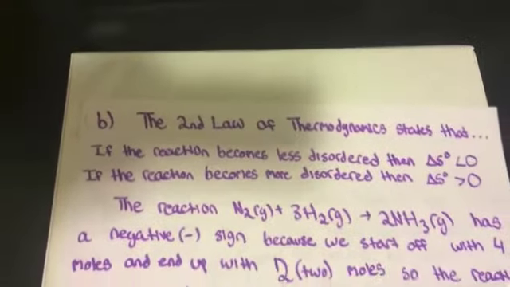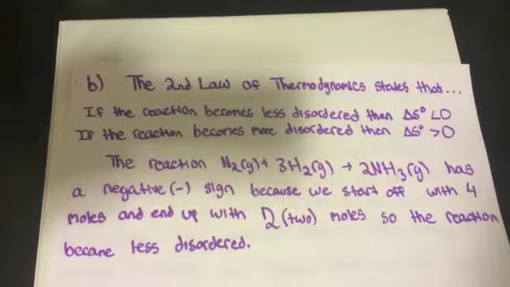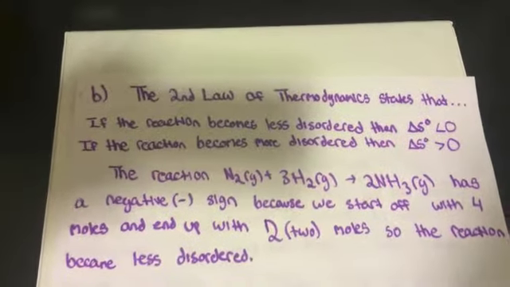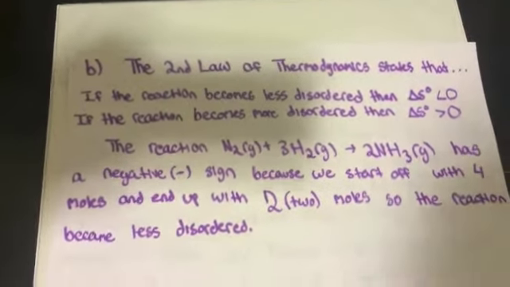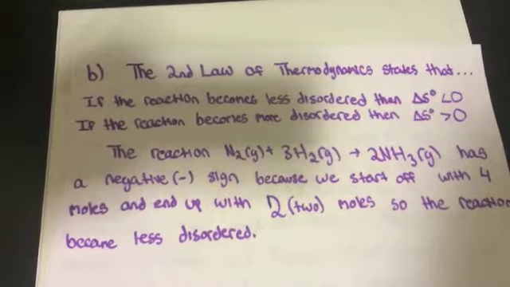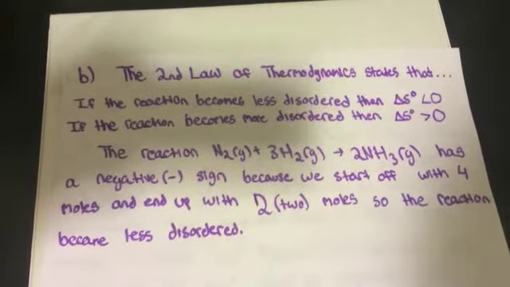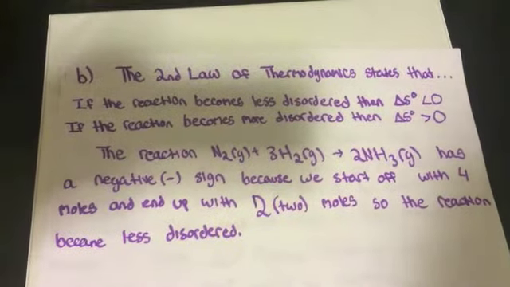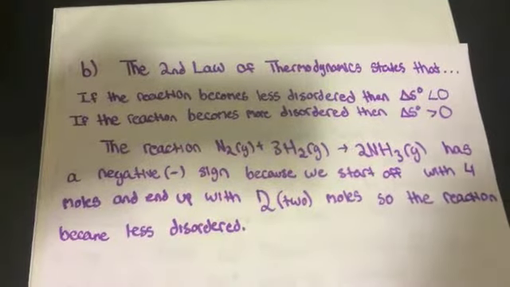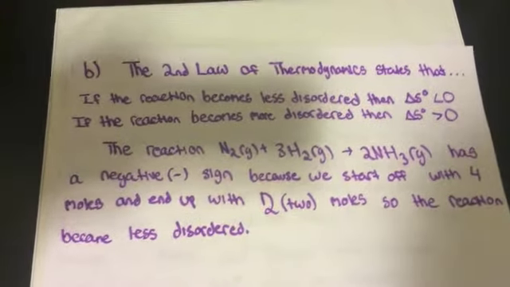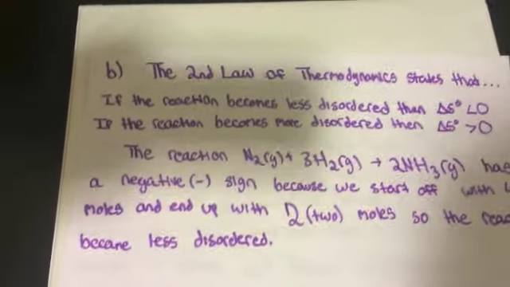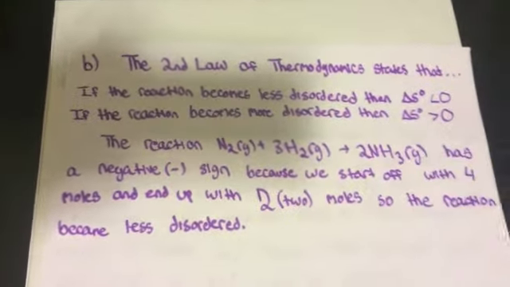So, the second law of thermodynamics states that if the reaction becomes less disordered, then delta S is less than 0, and if the reaction becomes more disordered, then delta S is greater than 0. The reaction N2 gas plus 3H2 gas produces 2NH3 gas has a negative sign because we started with 4 moles and ended up with 2 moles, so the reaction became less disordered.